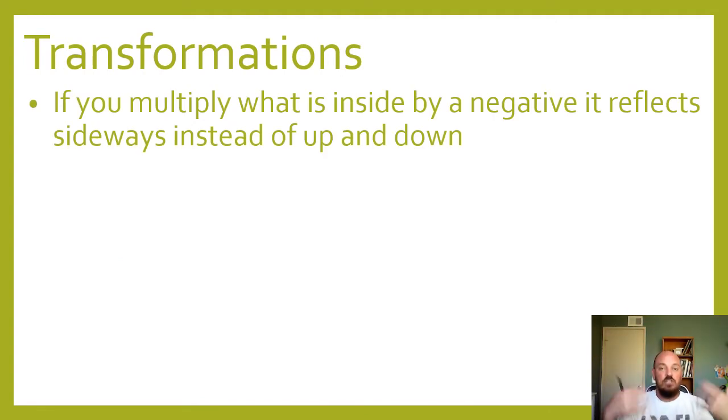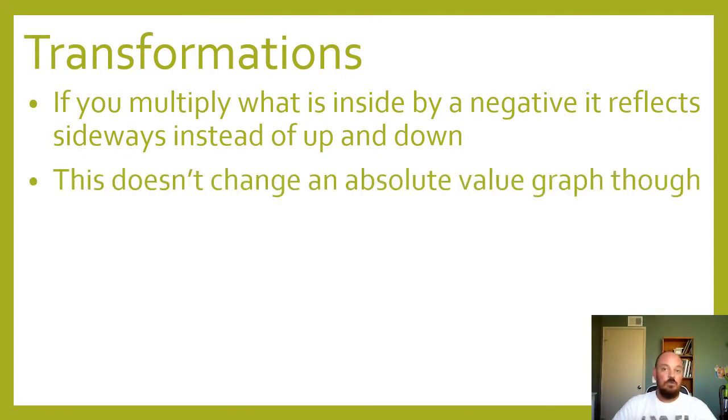Okay, now remember I talked about the relationship for translations. When you do something outside the function, it's up and down, and when you do something inside the function, it's left and right. Well, we have the same relationship here too. If you multiply what is inside the absolute value function by a negative, then it reflects it sideways instead of up and down. Now, for an absolute value graph, that actually doesn't change it.